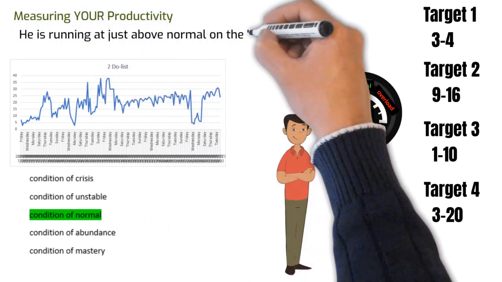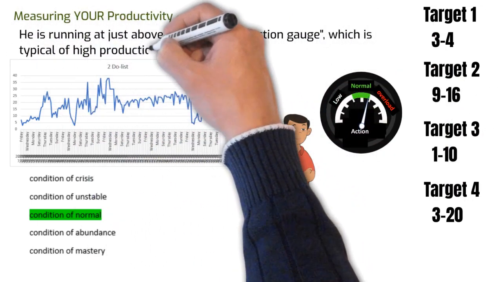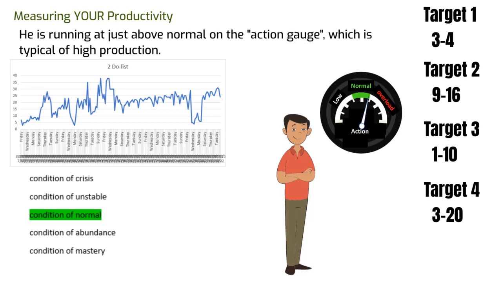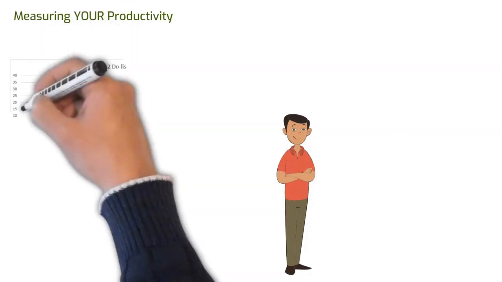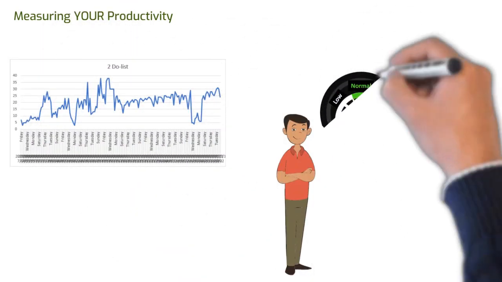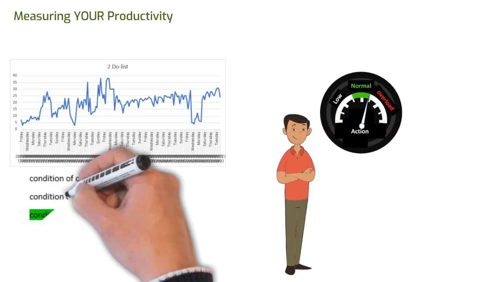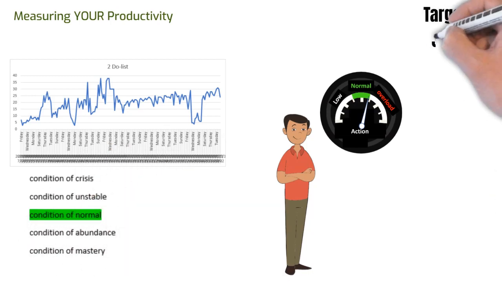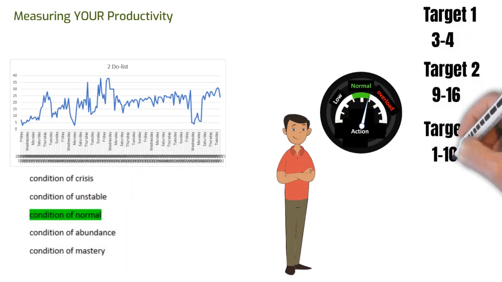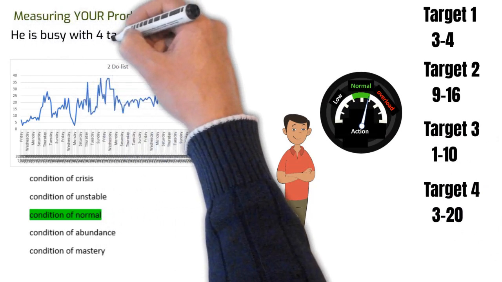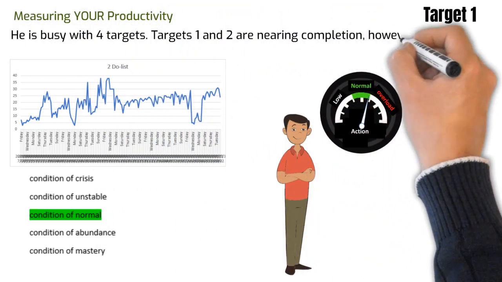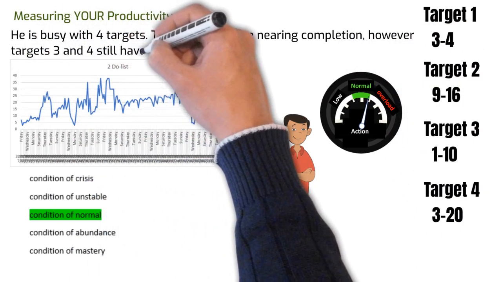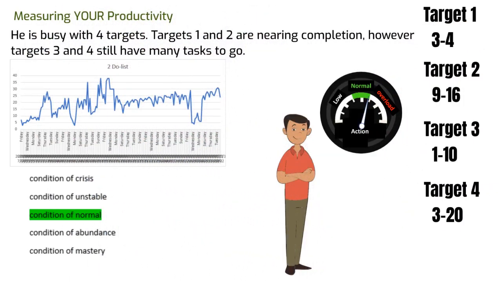He is running at just above normal on the action gauge, which is typical of high production. He is busy with 4 targets. Targets 1 and 2 are nearing completion. However, targets 3 and 4 still have many tasks to go.